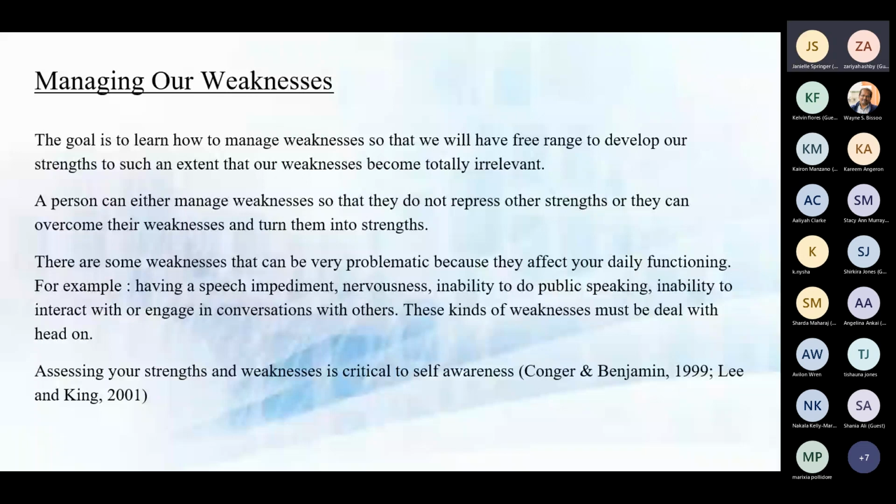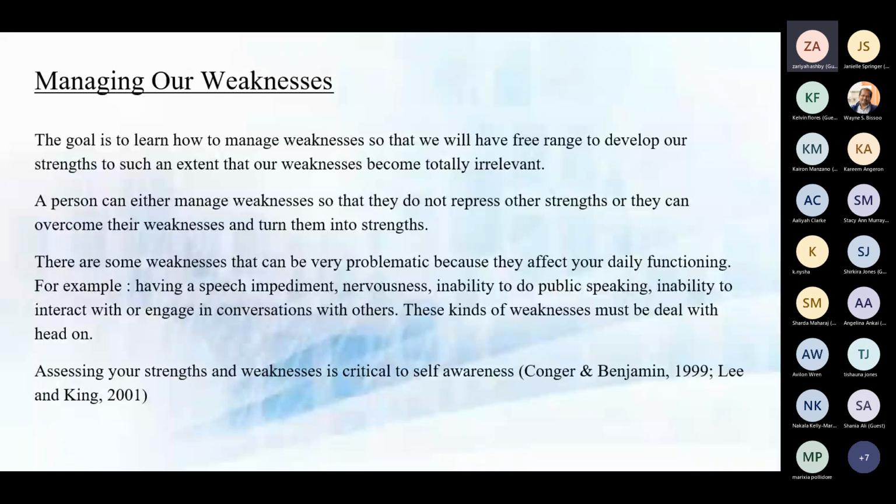Great. And that's actually something I could relate to as well. Yeah. Even the not being able to be assertive, that's something I could relate to as well. So it's great that we could manage our weaknesses. Yeah.